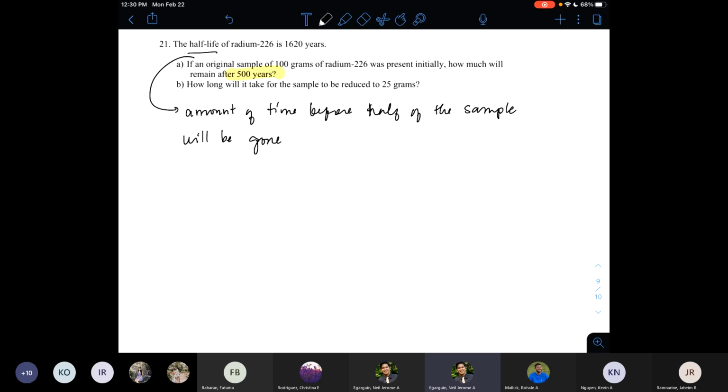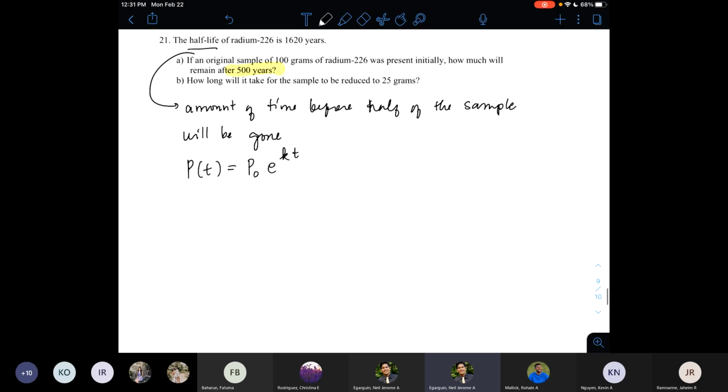We know that the general model would be P of t, the amount of material at time t, is equal to the initial amount P sub 0 e to the kt. This is the general model whenever we know that the rate at which the function changes is proportional to the function itself. It's a decay problem, so we expect k to be less than 0.